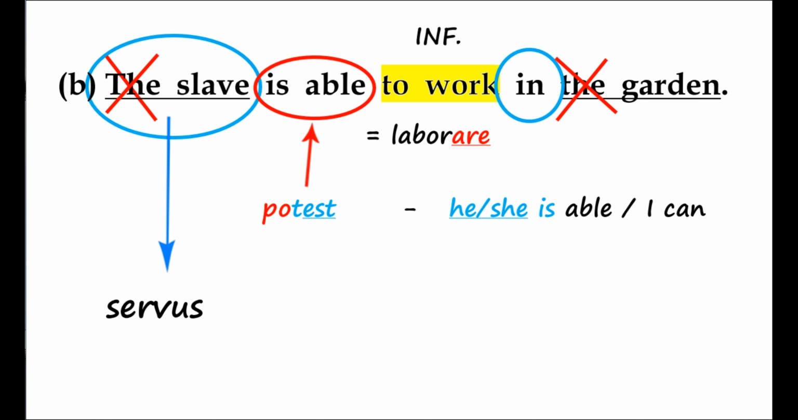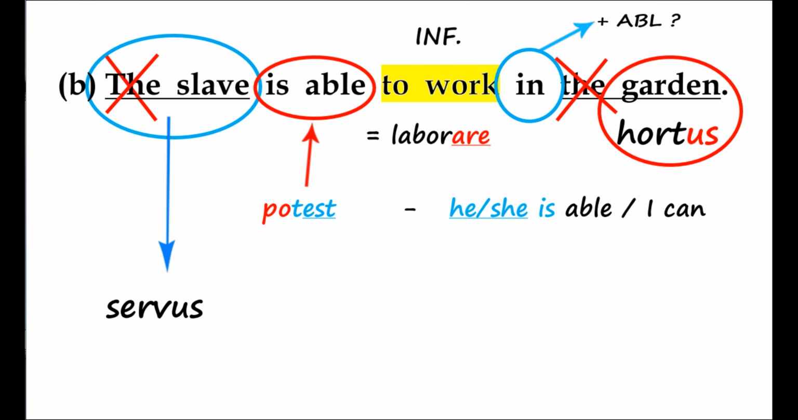And then we've got in the garden. Now it's obviously in, but is it in or into? Is it a position, or is he moving into the garden? Well, it's the position, isn't it? He's not moving into the garden, he's there already. So therefore, in here needs the ablative. So you put the ablative of garden. Well, what's the word for garden? Hopefully you'll remember it's hortus, and that goes us, e, o, o. There it is, the ablative, o.